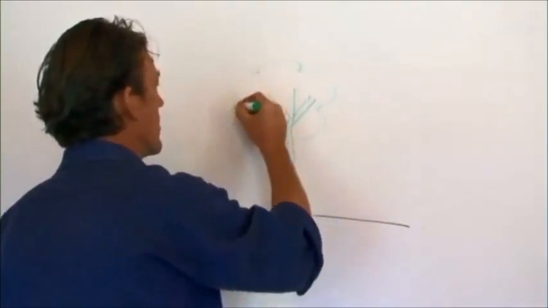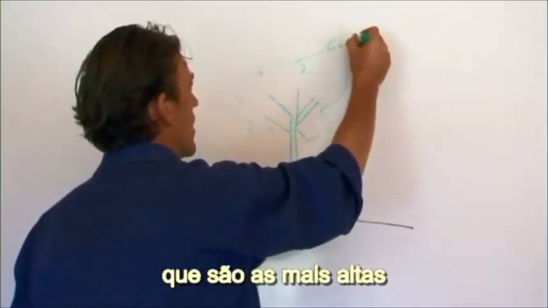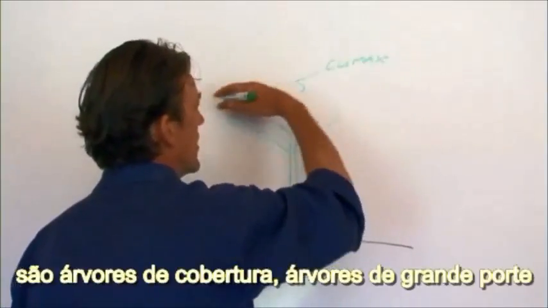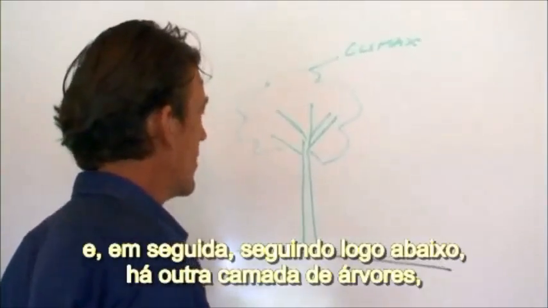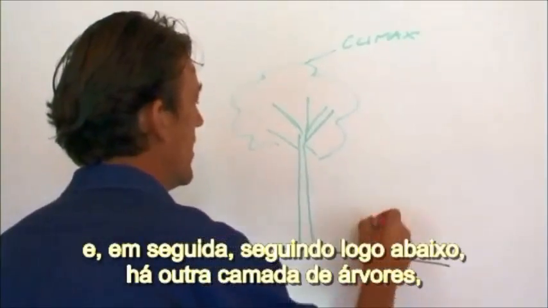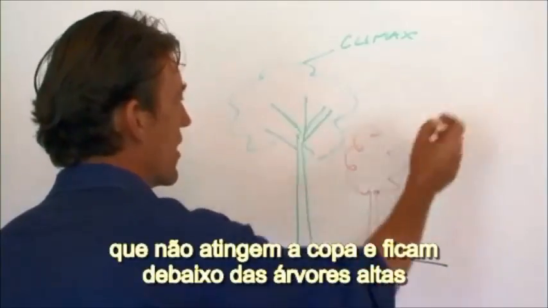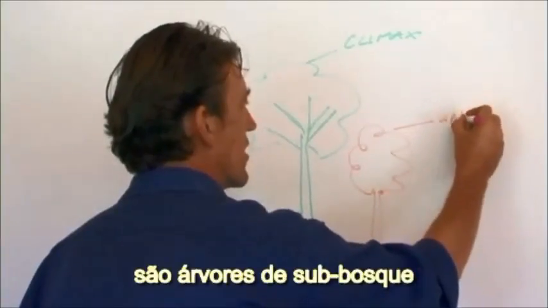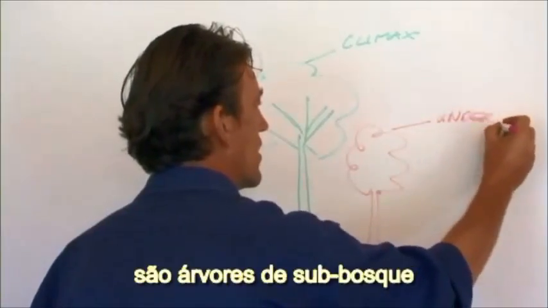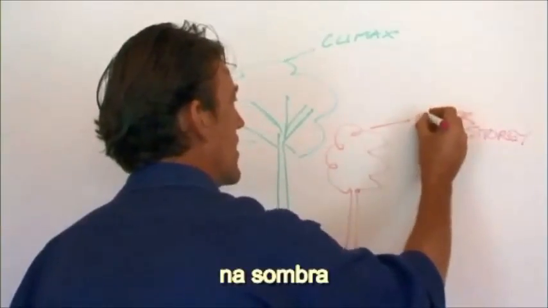climax trees. So you have a climax layer of forest. That's the canopy, that's the large trees. And then underneath those, you get another layer of trees that don't quite make it to the canopy, and they're in the shade of the climax. And these are the understory trees. So understory, in the shade.